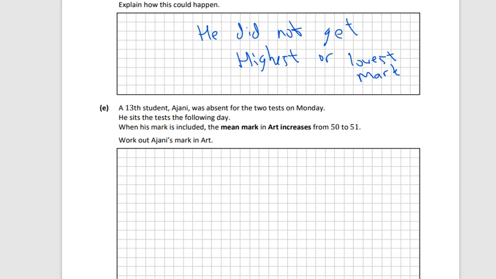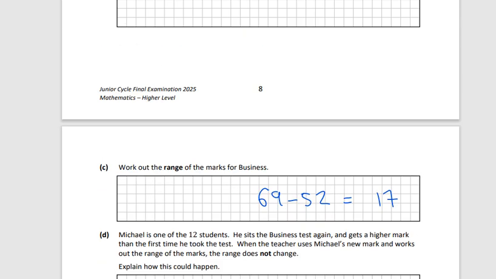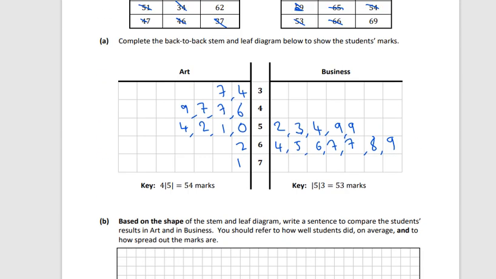A 13th student, Ajani, was absent for the two tests on Monday. He sits the tests the following day. When his mark is included, the mean mark in art increases from 50 to 51. Work out Ajani's mark in art. Right, I'm going to add up all of the other ones. Mean is where you add up and divide. Therefore, I'm going to add up all of the other ones for art.